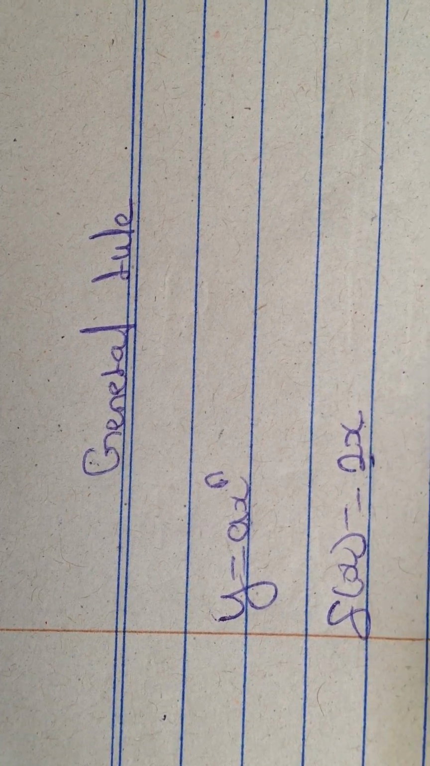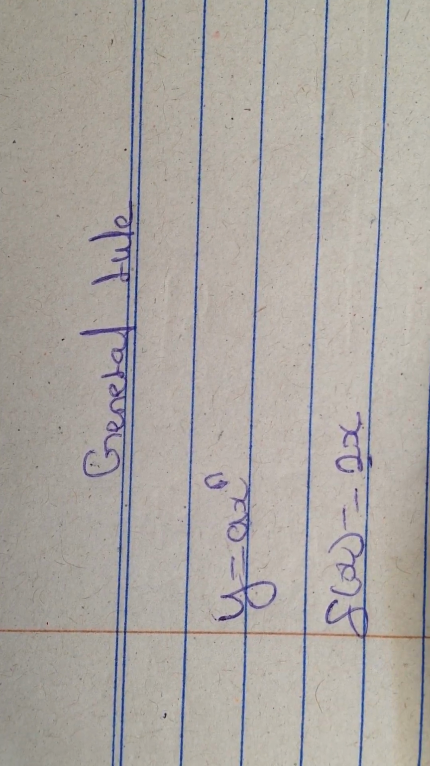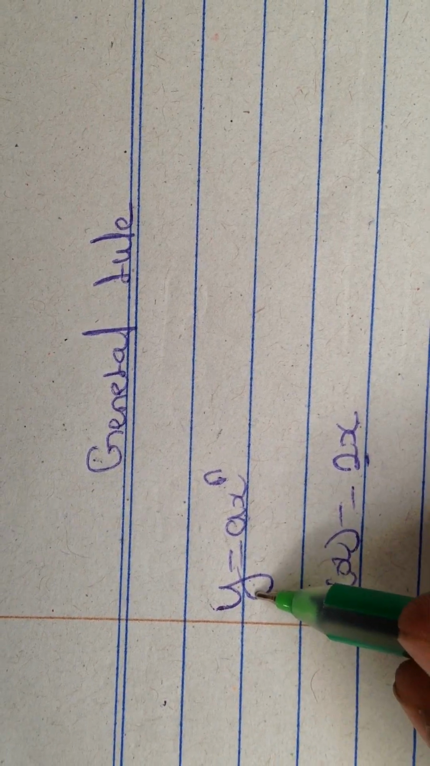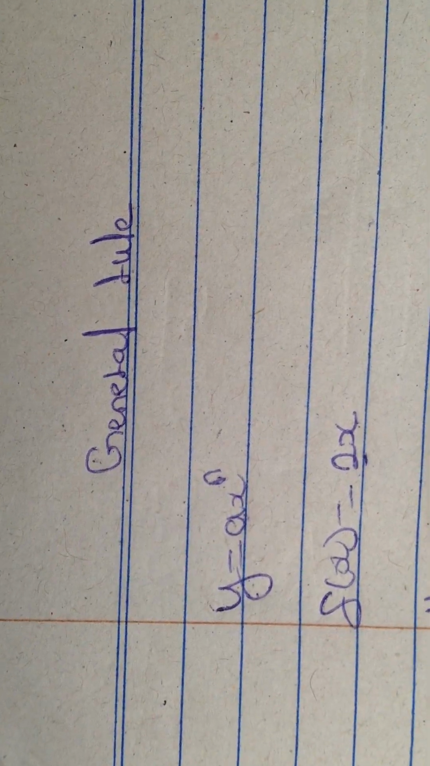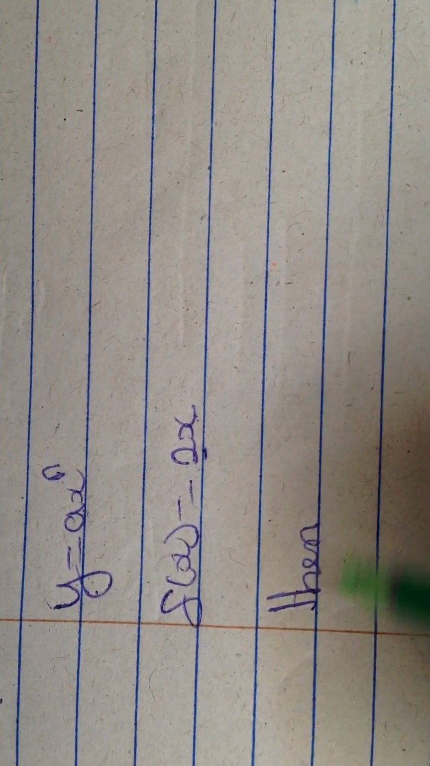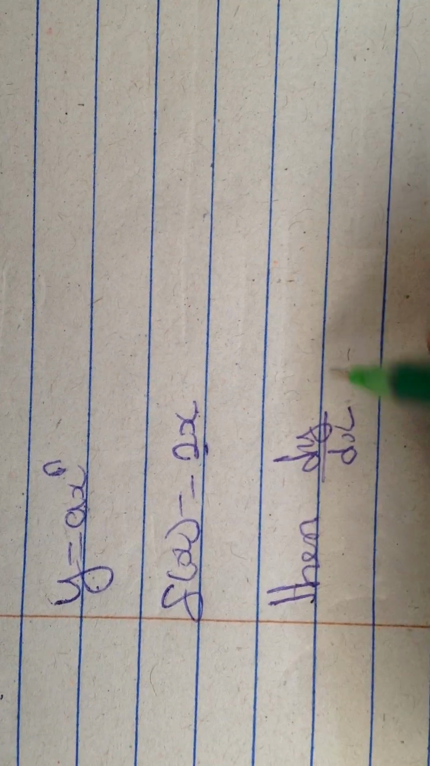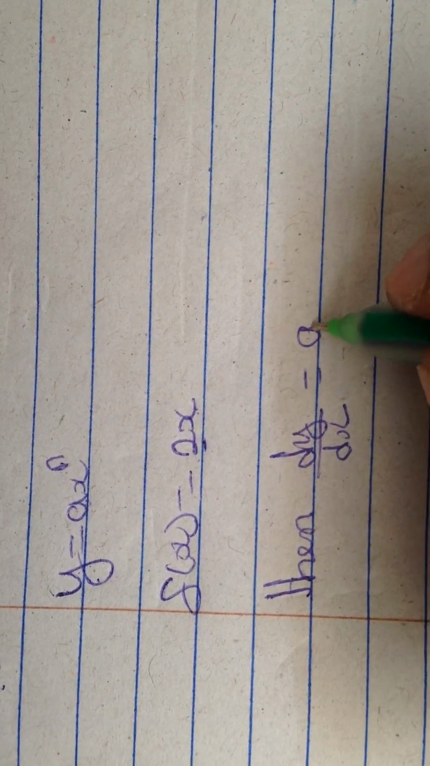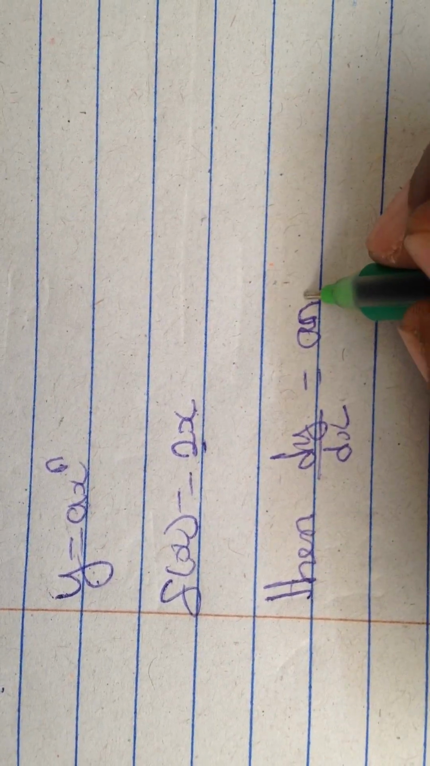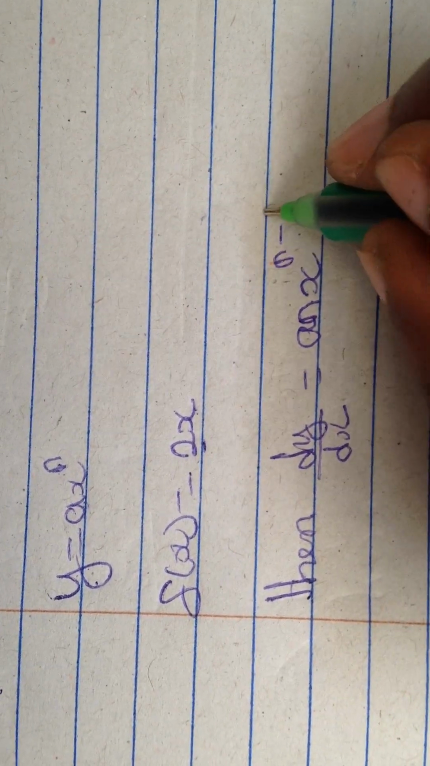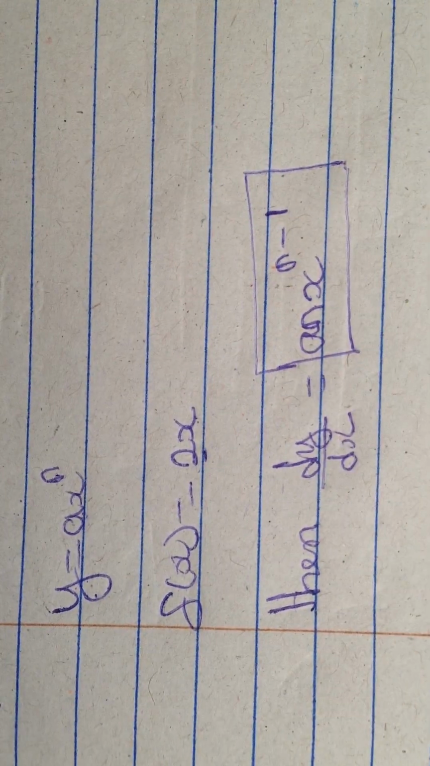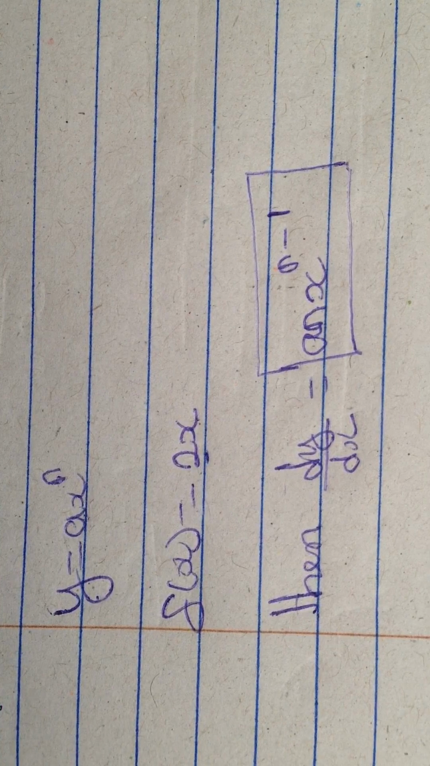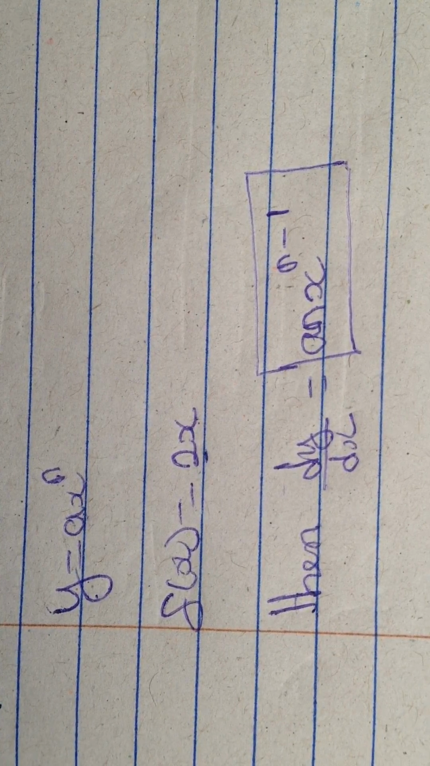Okay, so we continue now with the general formula. The general rule: if y equals ax raised to power n, then dy/dx equals a, which is constant, times n x raised to power n minus 1. This is the general rule that we're going to be using to differentiate.